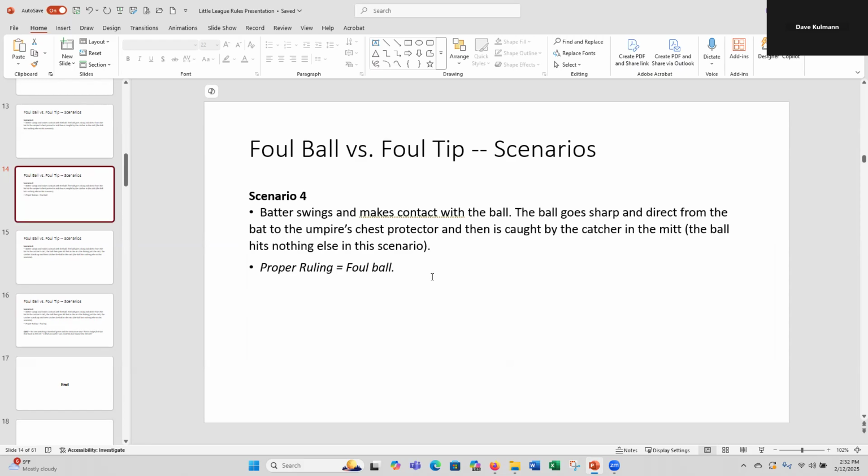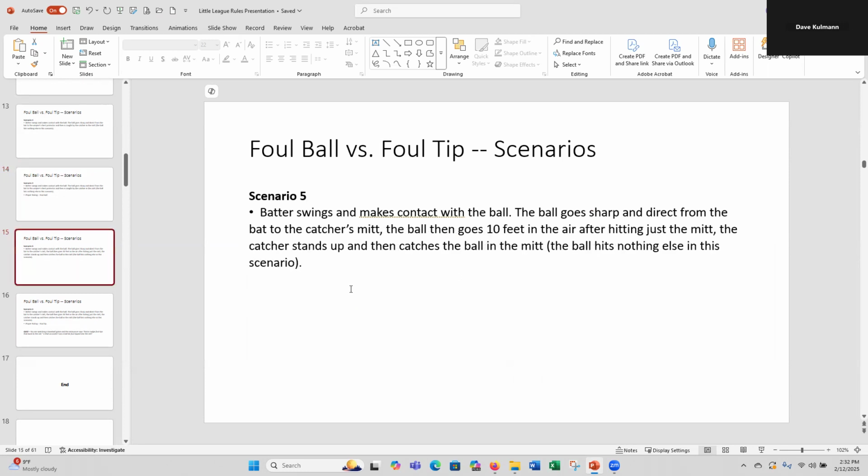So it hits the umpire. If the ball goes from the bat and hits the umpire first, or the ground, or the batter, it's automatically a foul ball. There's nothing else you need to worry about. The only time a foul tip comes into play is when the catcher is in play, where it hits their hands first.